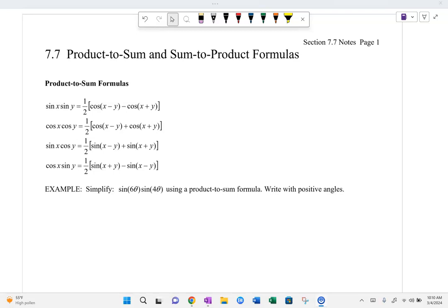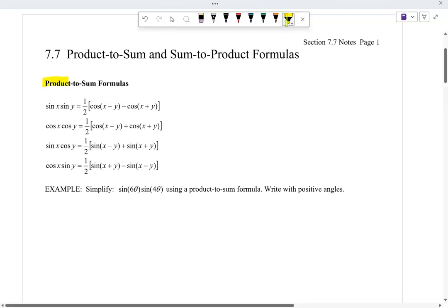We're going to take a look at product to sum formulas. We'll be using these in this section. You see four of them listed there. So we're going to take a product: we have sine 6 theta times sine 4 theta, and write it as a sum.